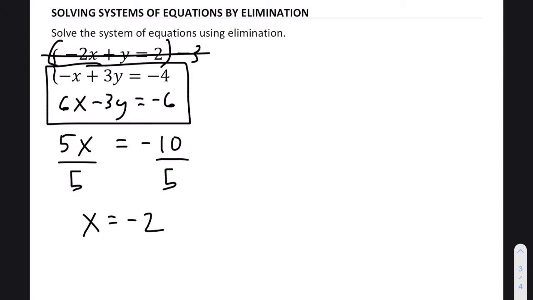And so I figured out x is negative 2. Now I can actually go up to any of the three equations up there, even the one that I crossed out. But since I crossed it out, let's just ignore that one. And why don't we plug it into the second original one there. So the negative x plus 3y equals negative 4. So we're going to plug it into that one.